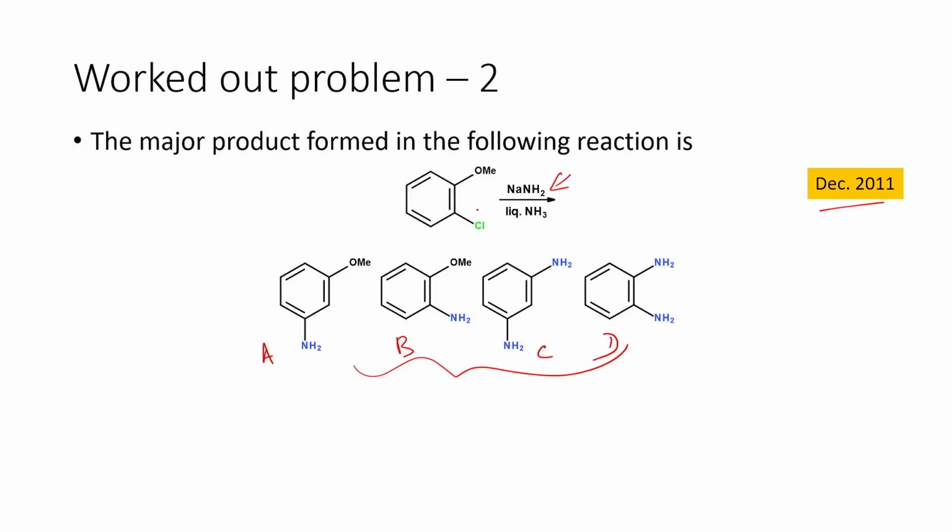In the first one, the chlorine is replaced and the methoxy is also replaced. In the second one, only the chlorine is replaced by the amide unit. In the third one, both the OMe group and the chloro group are replaced with the NH2 group, but the positions are different. And in the fourth one, both the OMe and the chloro are replaced by the NH2 group. These are the four different types of product given as options A, B, C and D. We have to find out what is the correct product that will be formed in this reaction.